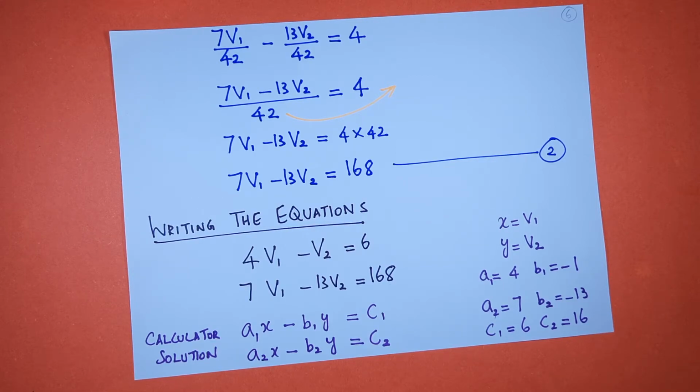So now you write these two equations. So we have 4V1 minus V2 equal to 6, 7V1 minus 13V2 equal to 168. So we have two linear simultaneous equations, and you can solve by using scientific calculator. Already in the previous video I have demonstrated how to use the calculator to solve this equation. And also, suppose examination, you may have to use a scientific calculator to solve the equations.